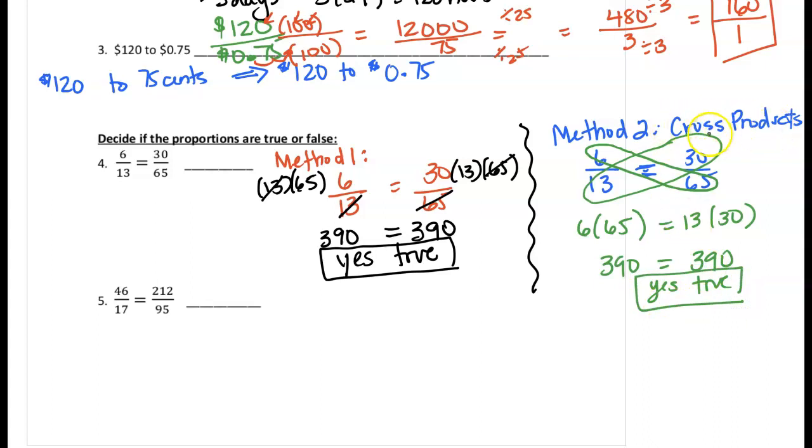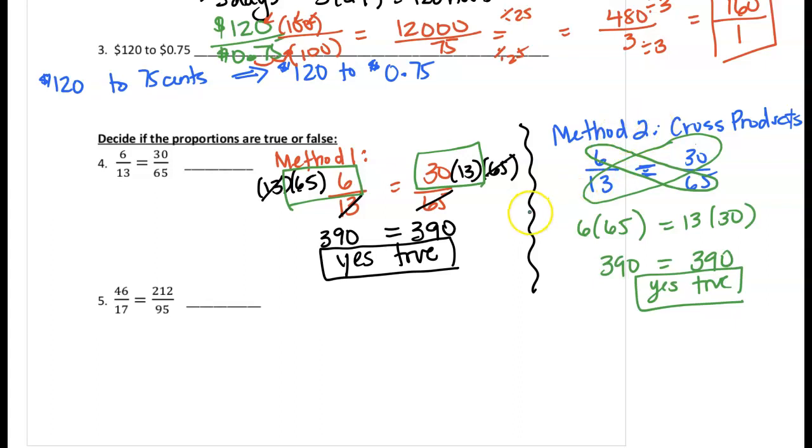Notice that cross products is really a shortcut to our method 1. After we reduced the 13 and 13, we were left with 6 times 65, and after we reduced the 65 over 65, we were left with 13 times 30. So really, method 2 is just a shortcut.